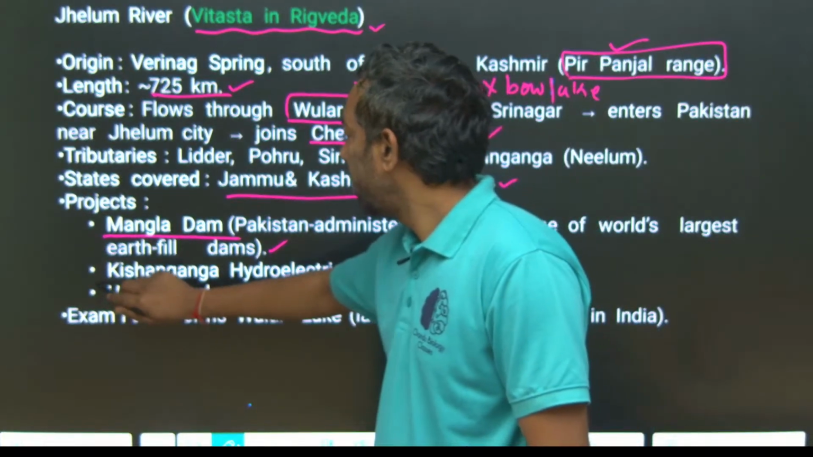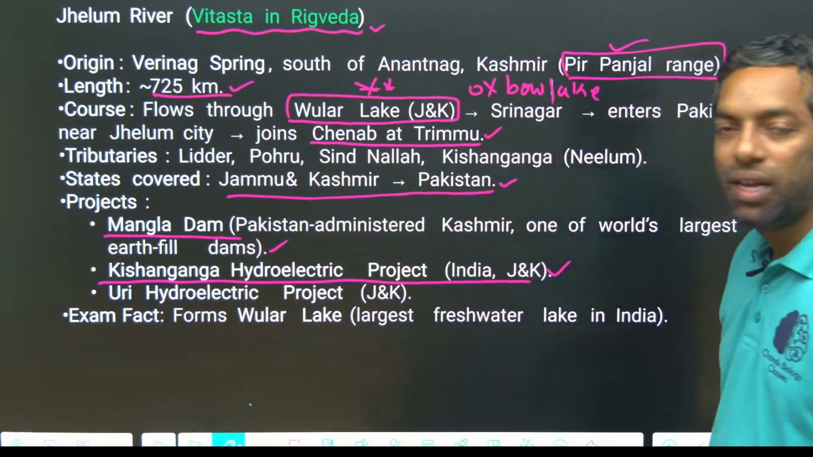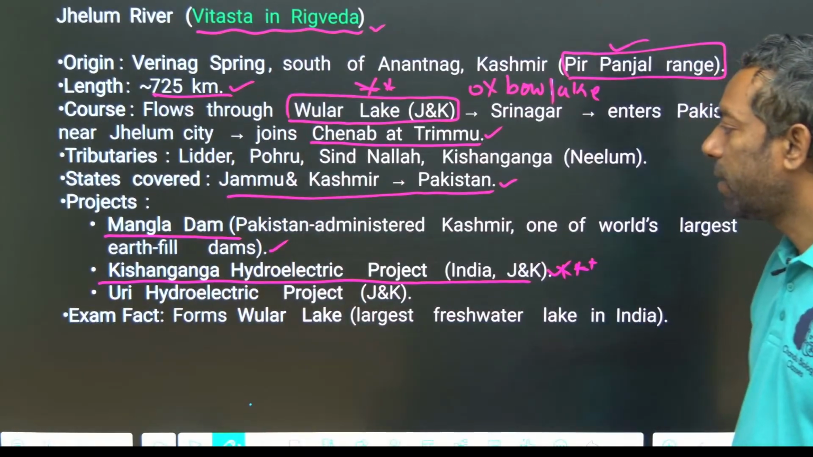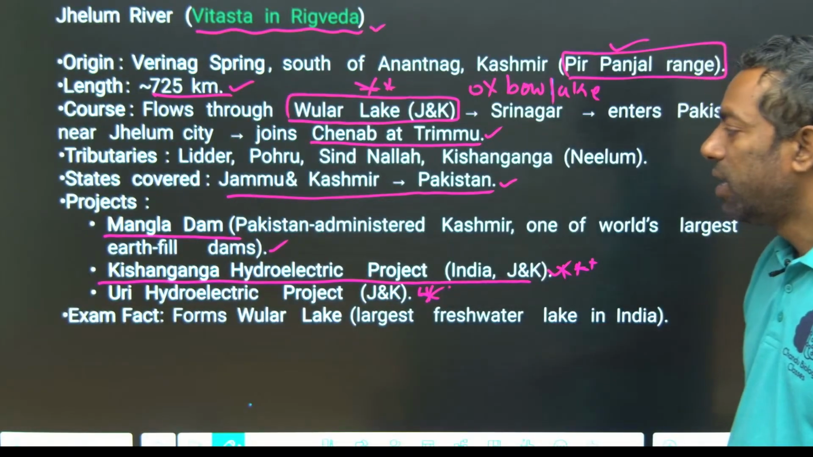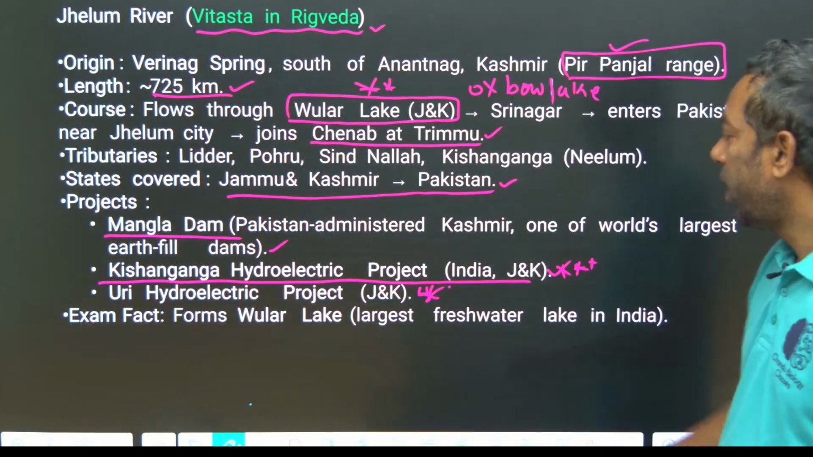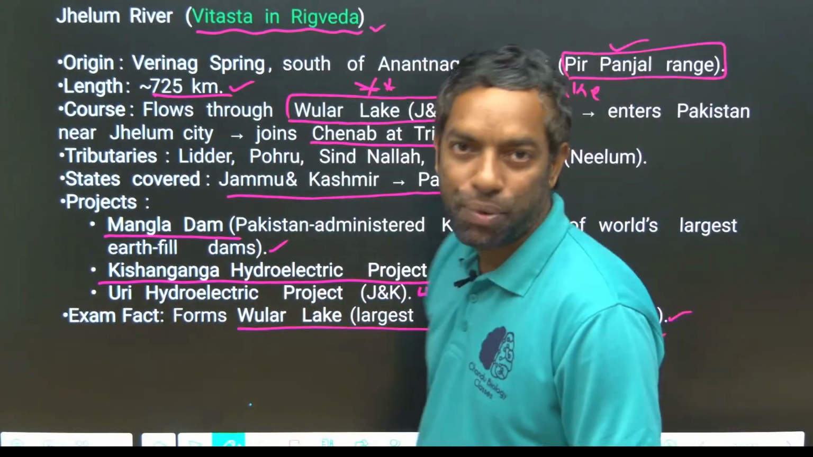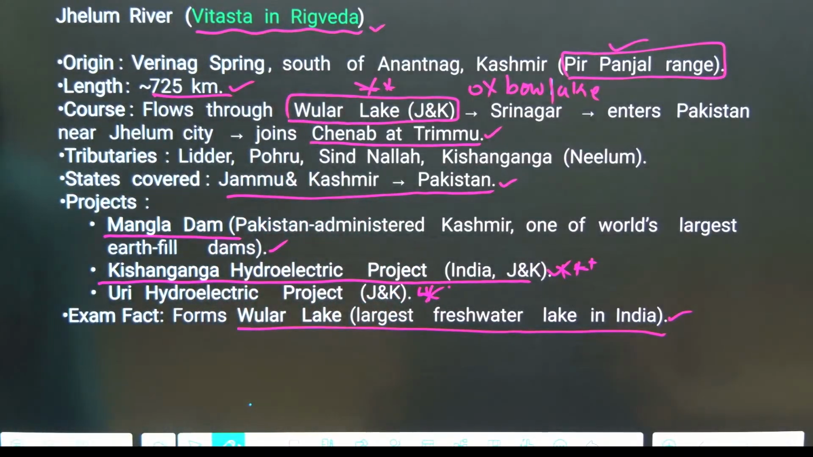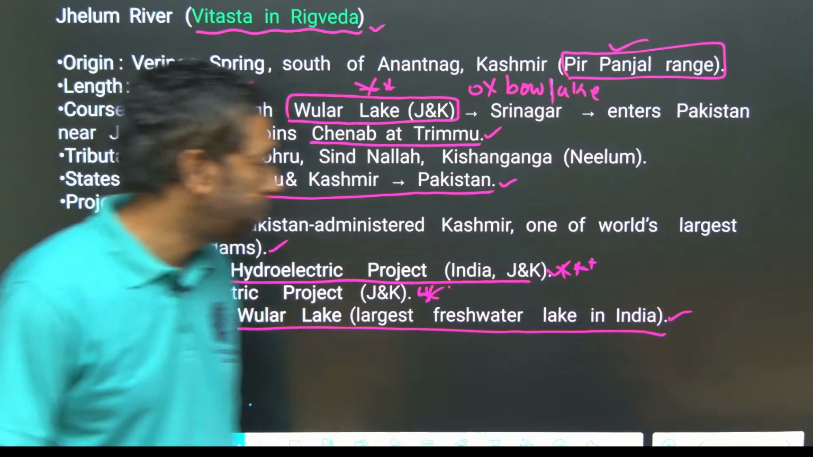Kishan Ganga hydroelectric project, India, Jammu Kashmir, is also important from the exam point of view, guys. Uri hydroelectric project is in Jammu Kashmir. This is also important. Exam fact: Jhelum forms Ular Lake, the largest freshwater lake in India. I hope you guys understand this. Take a screenshot.